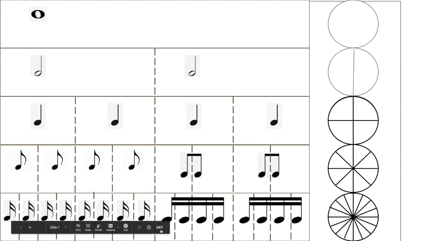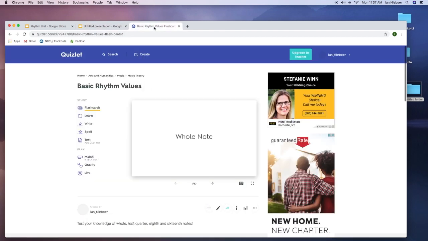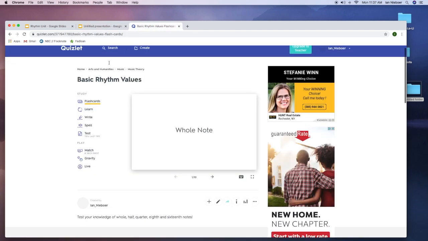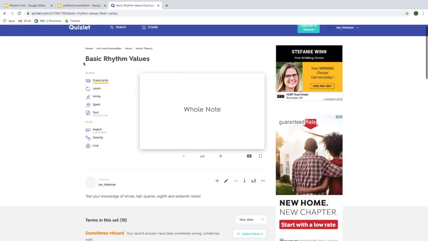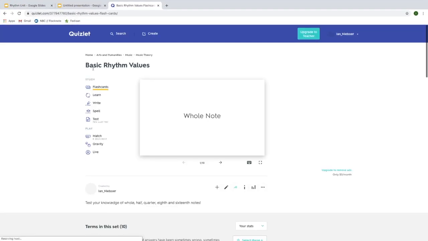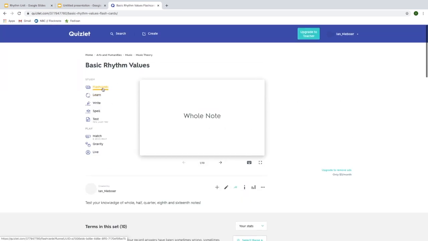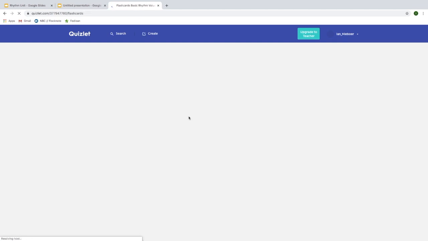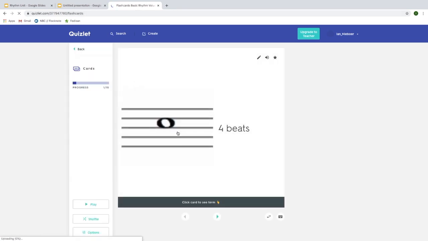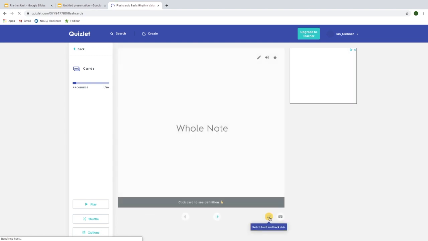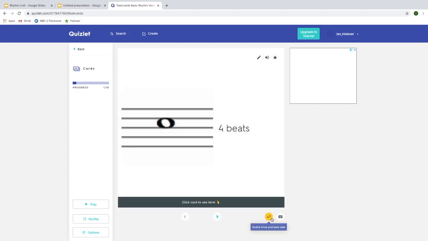Actually, you know what? I can show you a little bit here while I still have you. So this is Quizlet, and I will share this exact set. It's called Basic Rhythm Values. It's by me. You can do flashcards. It'll say a whole note, and then it'll show you 4 beats, and you'll guess what that term is, and then it'll tell you whether you were right. You have to switch to the front and back side. So whole note, right? You can guess. I know that's worth 4 beats. Yes, I was right. Okay, go back to the front.